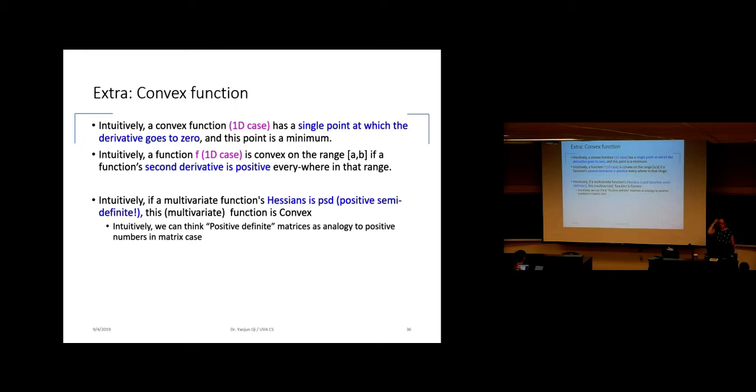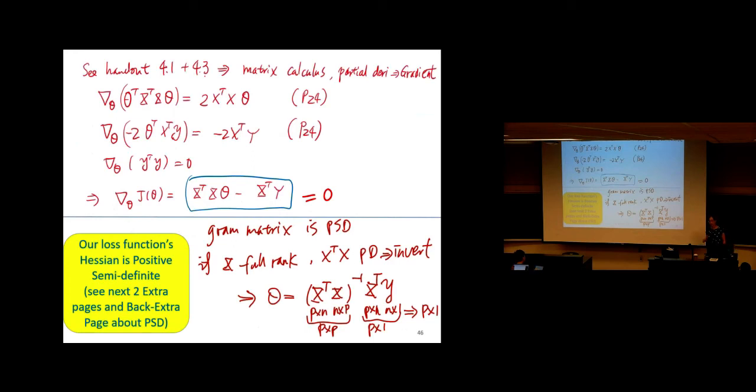Intuitively, a one-dimensional function is convex if the function's second derivative is positive everywhere in that range. Intuitively, if the multivariate Hessian is positive semi-definite, the function is convex, which is the case for us. So this is our derivative, right? Our derivative is X transpose X theta minus X transpose y.